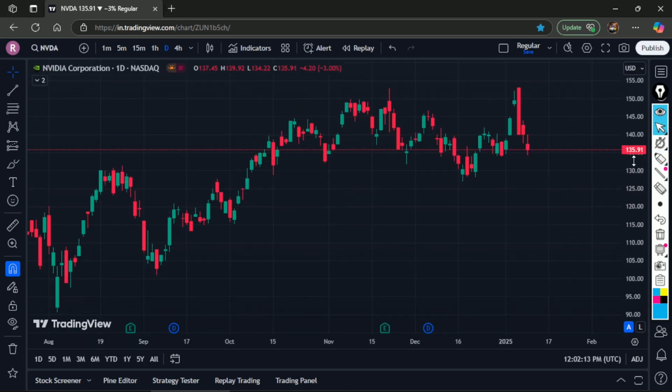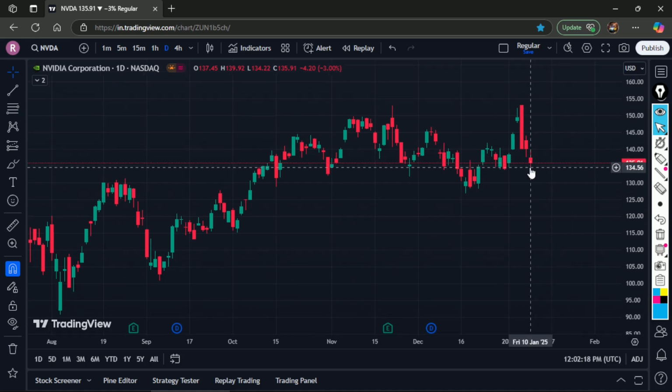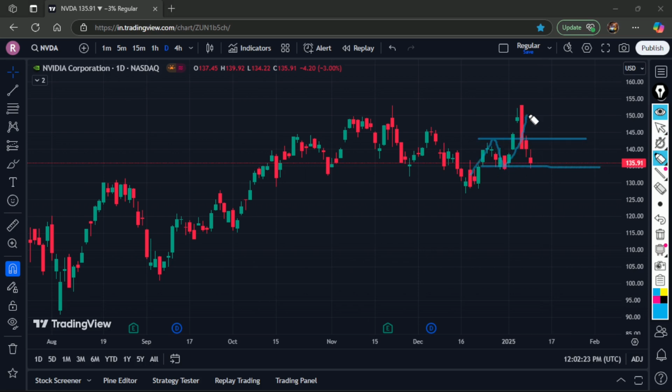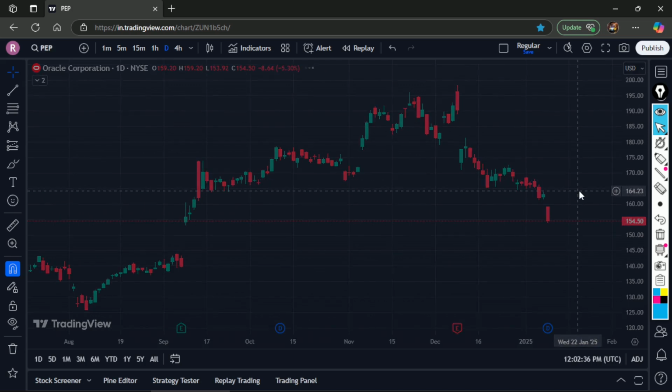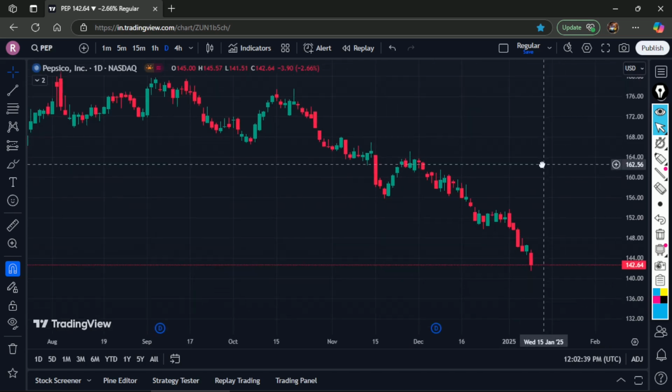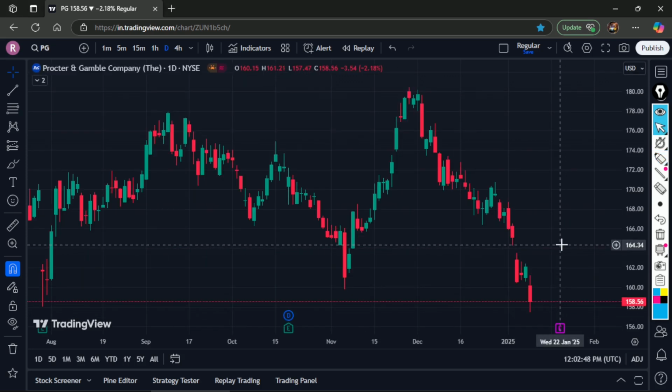Next in NVDA, as we can see, I am waiting here for an upside kind of scenario. I'm still not in a negative mood, but wait and watch how things unfold here. In Oracle also, I'm just going to wait here. PEP is also a place where sudden buying can come at any point. So instead of selling more, I am just going to wait for some time here.